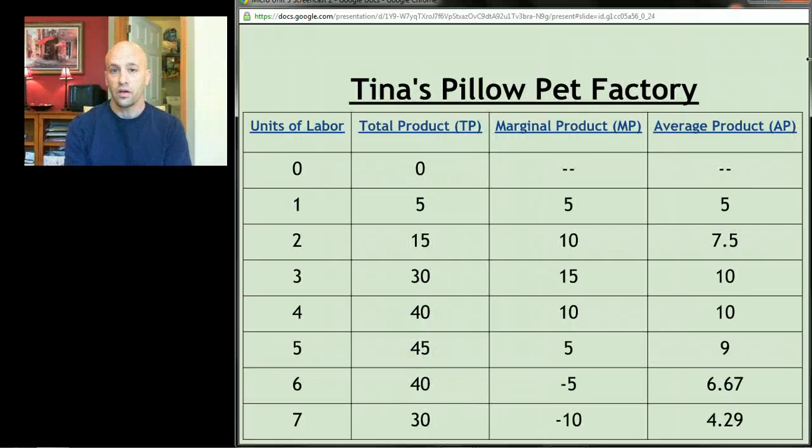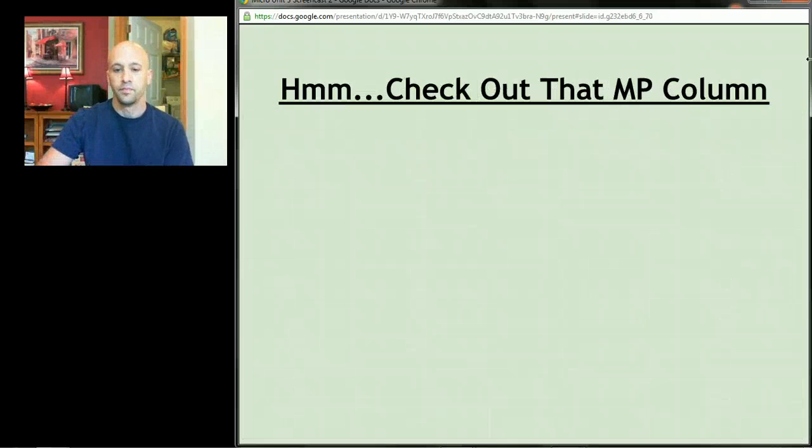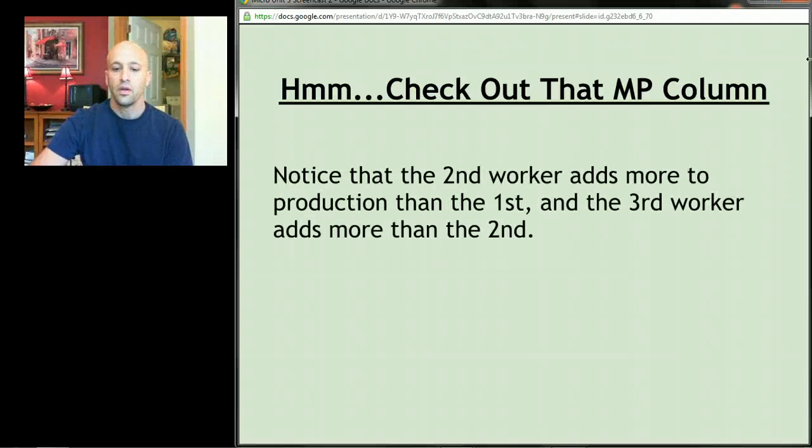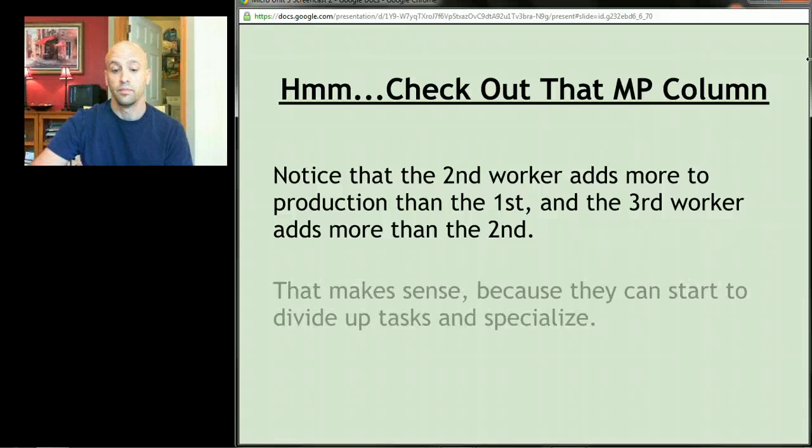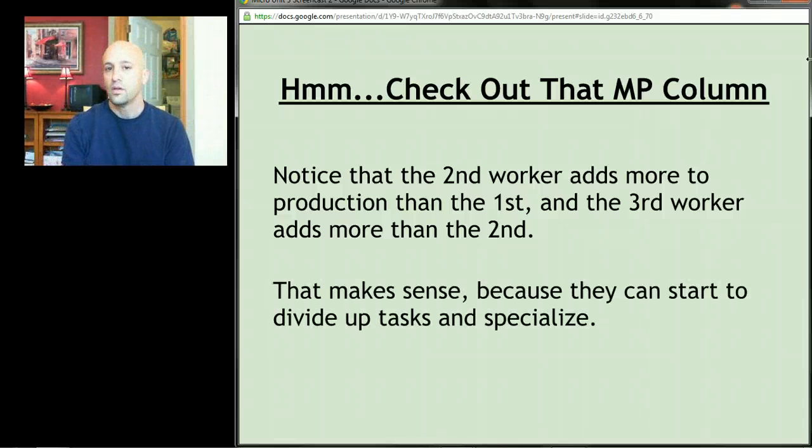To remind you what that looked like, we were working in this table where we calculated marginal product and average product for various quantities of workers and how much they produced. Now, if you look closely at that marginal product column, you'll notice some things. First, notice that the second worker adds more to production than the first worker did, and the third worker added even more to production than the second worker. Now that makes sense. Two people can often make more than two individuals can make individually, right?